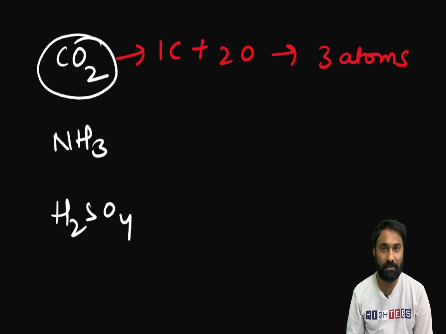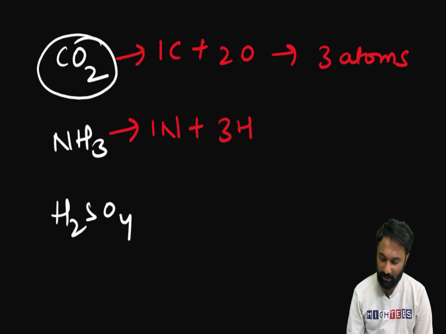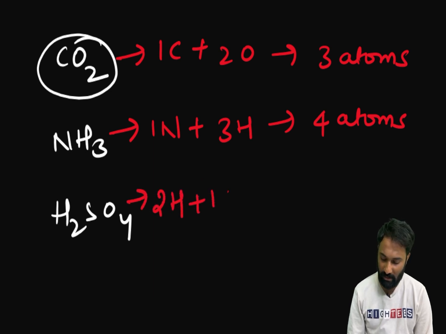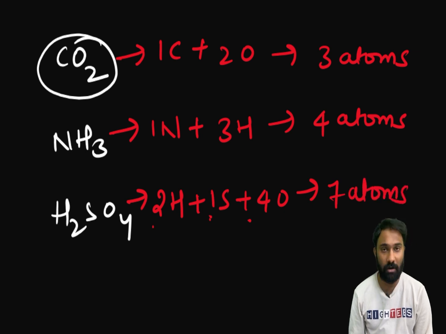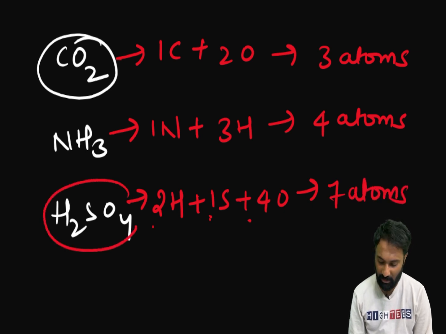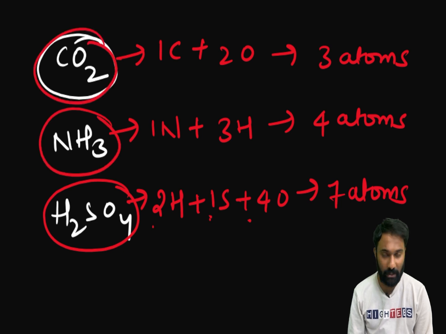Total 3 atoms. Done? Now, in this compound we have one nitrogen atom and 3 hydrogen atoms, right? These two combined give you 4 atoms in the compound. Clear? If I ask how many atoms are there in this compound: 2 hydrogen atoms, 1 sulfur atom and 4 oxygen atoms, combined that is 2 plus 1 is 3, 3 plus 4, total 7 atoms in this compound. Clear? I hope it is clear for you.